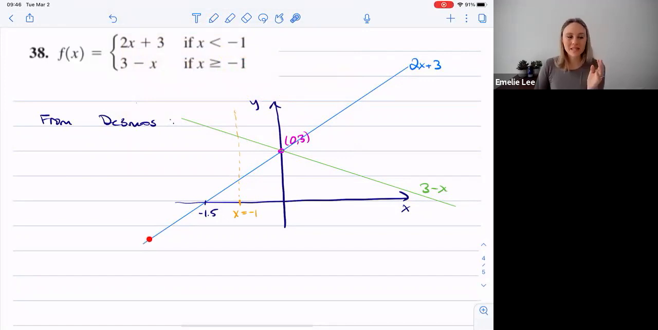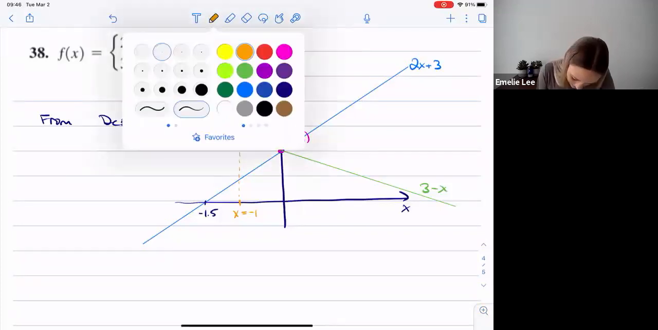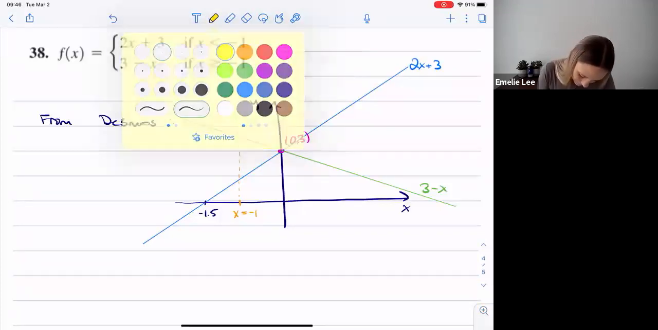So for x's less than negative 1, not equal to negative 1, that's when it behaves like this graph, right? And then at x equals negative 1, that's where it switches. And so now we jump up to here, and now it's going to behave like 3 minus x. So our overall graph becomes, let's see here.